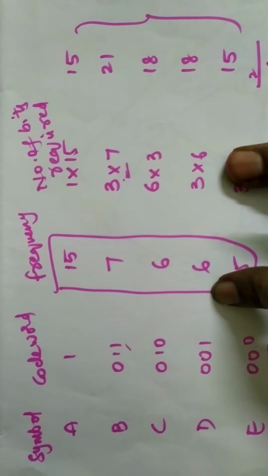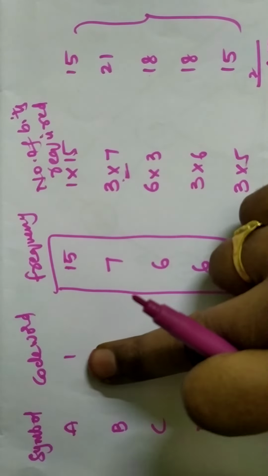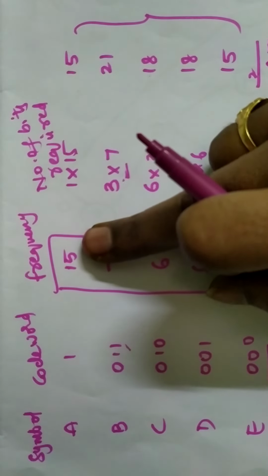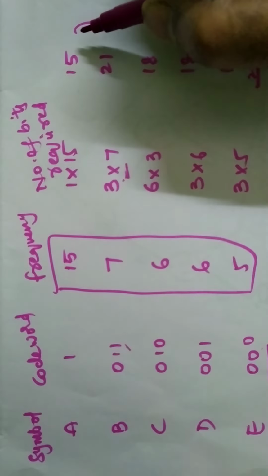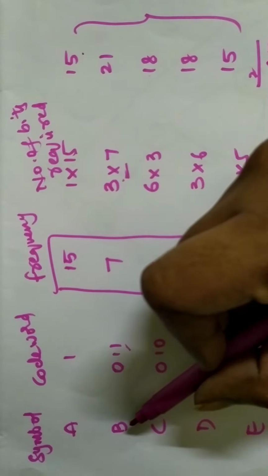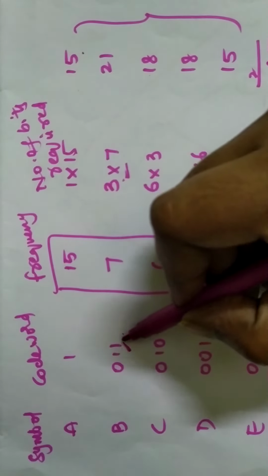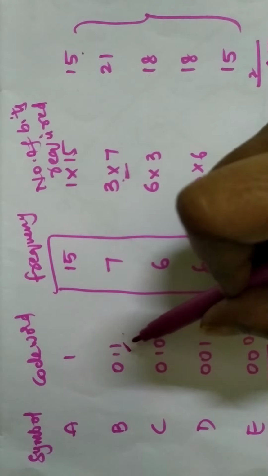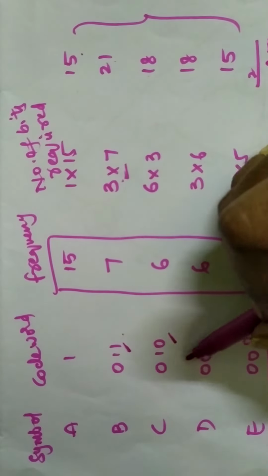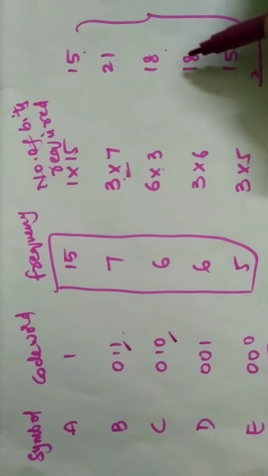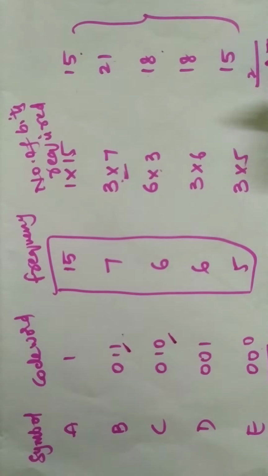How to calculate the required number of bits for each symbol? If you take symbol A, the code word is 1 and the frequency is 15. How many digits are there in this code word? Only 1 digit. So 1 into 15 gives us 15. Next, take symbol B. There are 3 digits in this code word, 1, 2, 3, and the frequency value is 7. So 3 into 7 gives 21. One more symbol, C. 3 digits are there in this code word, 3 into 6 gives 18. Like that I have written the required number of bits for all symbols.